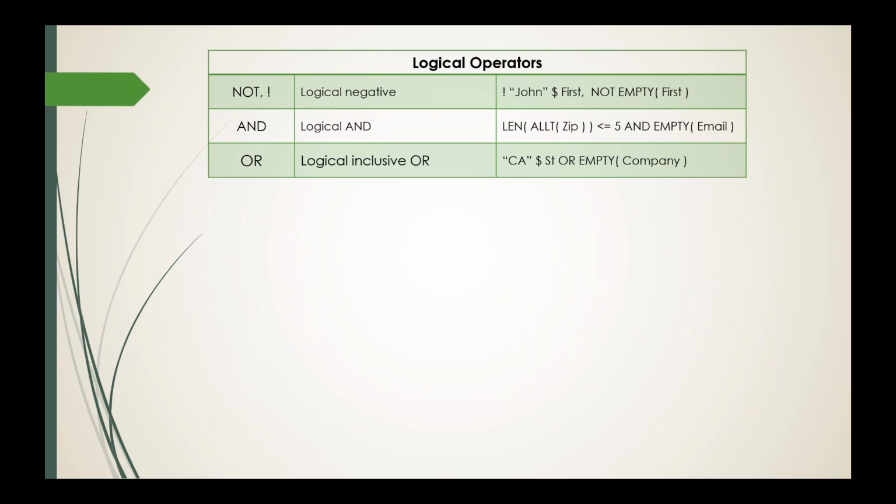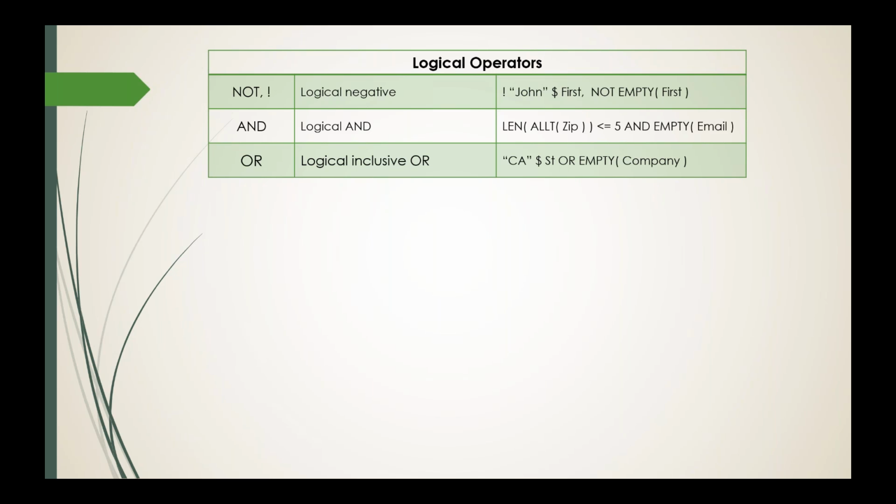Now we have our logical operators. The first one is going to be a logical negative. So this is not, or an exclamation point. Basically, these operators are going to be used on things that return a true or false value, or some sort of comparison that we're making. So here in the very first example, we're using that string comparison. We have John and then the dollar sign, in first.